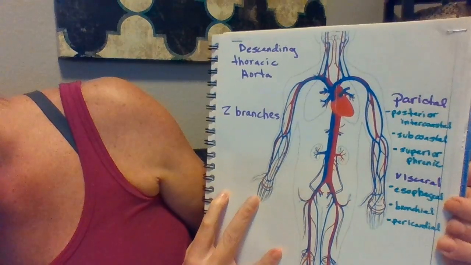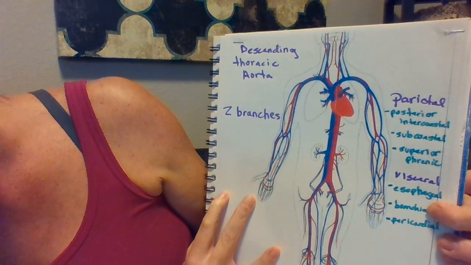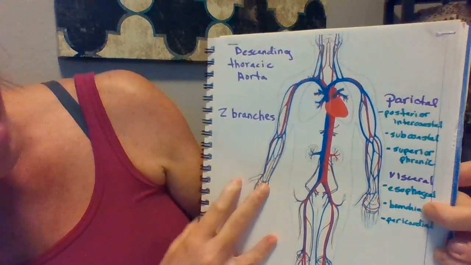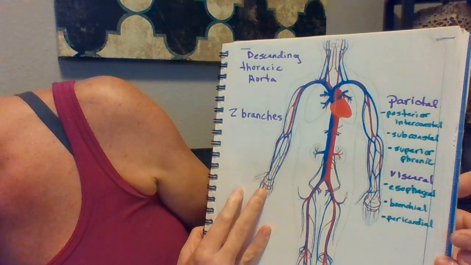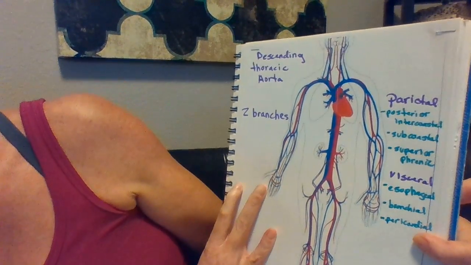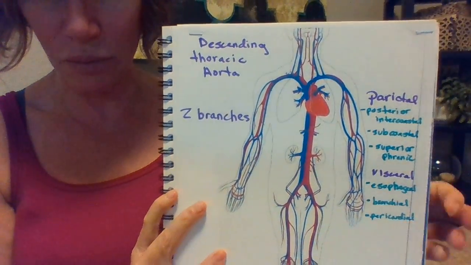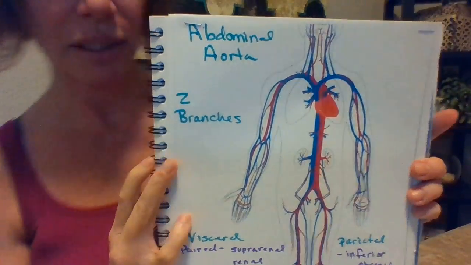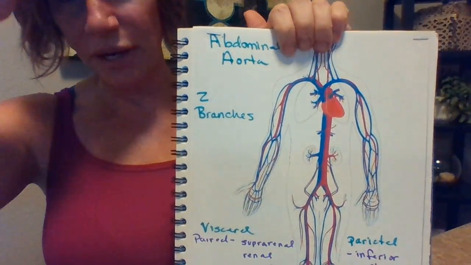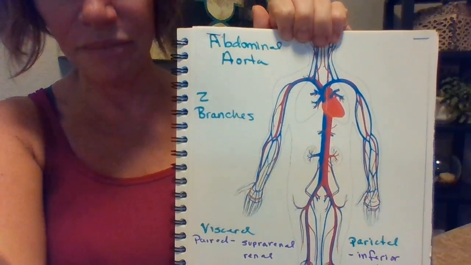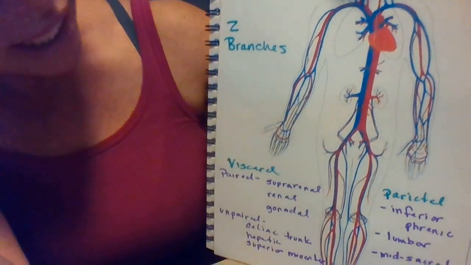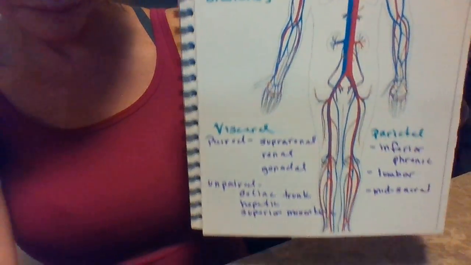And then your visceral is going to take care of your esophagus, your bronchial, and your pericardial. I'm telling you, I'm awful with these words. Okay, so that's going to be going down, and then we are going into the abdominal aorta, and that's going to be, of course, on the inferior part of the thoracic aorta. And again, it still has the 2 branches.